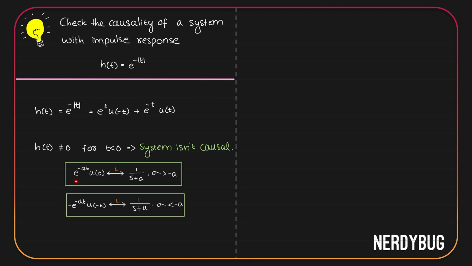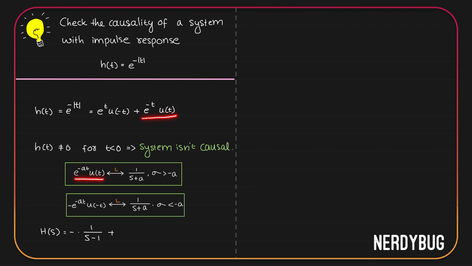We know the Laplace transform of e raised to minus a t u of t is 1 by s plus a with sigma greater than minus a. And for minus e raised to minus a t u of minus t, it is again 1 by s plus a but with sigma less than minus a. The first part over here is of this form and the second part is of this form. So let us write H of s. The first term is e raised to t u of minus t. Comparing with this, we can see that a is minus 1 and there is a negative over here. So its Laplace transform is going to be minus of 1 by s minus 1 plus. The second one is e raised to minus t u of t.